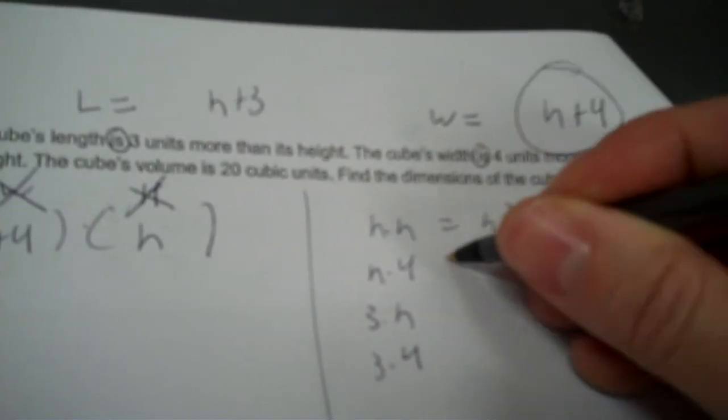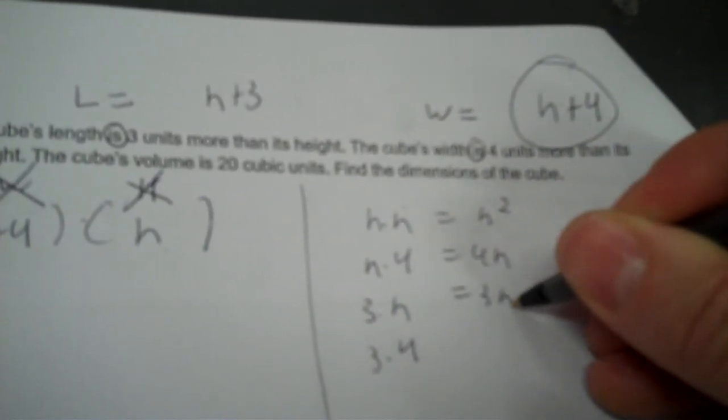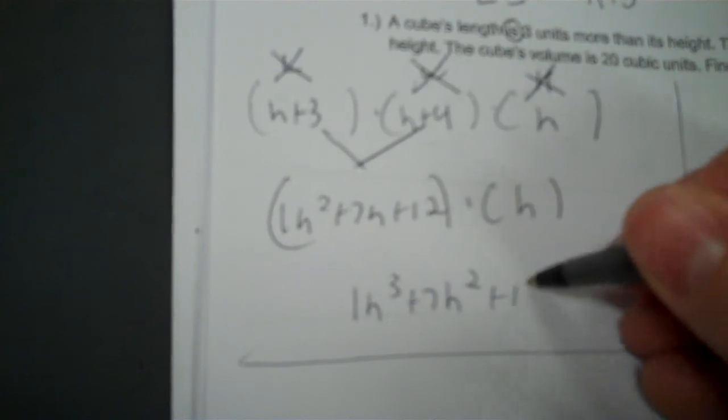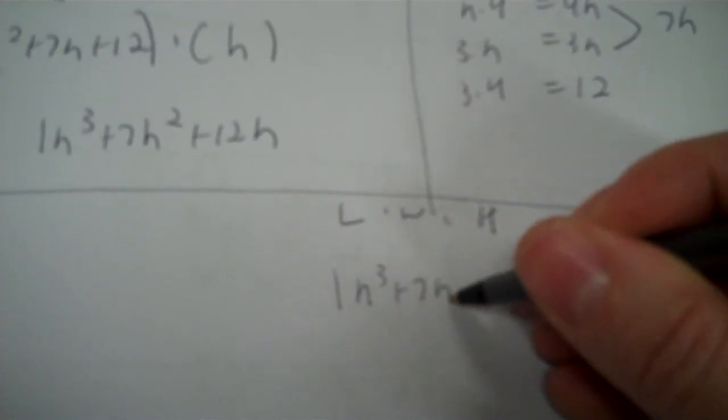That's H squared, 4H, 3H, and 12. These combine to make 7H. Okay. So now I have 1H squared plus 7H plus 12. But you still have to multiply by the H that's right here. You can't forget that, but that's easy. That just goes 1H to the third plus 7H to the second plus 12H. You're just multiplying all these by an additional factor of H. Now you're good to go.